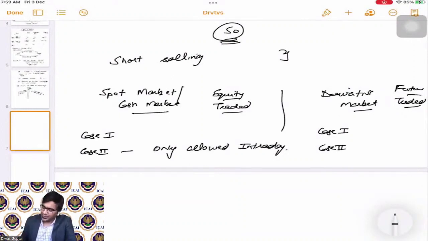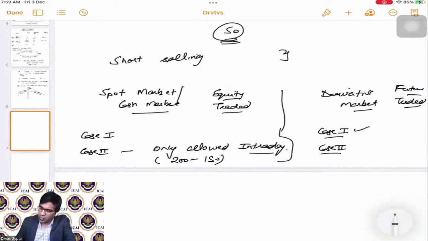Within one day, we will have to sell and purchase. You will have to sell first at 200 and purchase at 150 within one day. That is called intraday. Within one day, that is the only thing legally allowed as of now in the spot market. And for case 2 here, which is short selling, this is allowed.